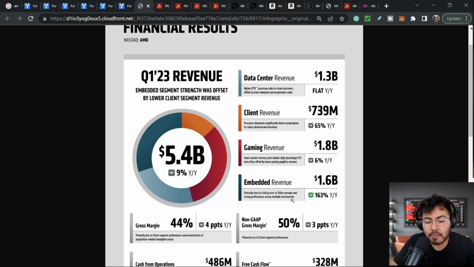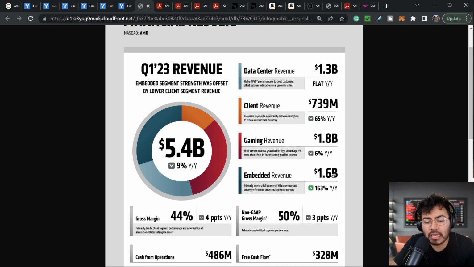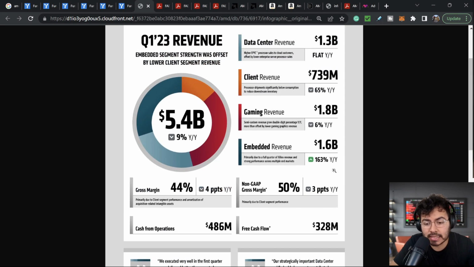Next, we have the embedded market. The embedded market is all thanks to their Xilinx acquisitions. There's a lot of custom chips in here, FPGAs, accelerators, and we can see the overall revenue breakdown. Data center market is 1.3 billion. Client revenue is 739 million in the most recent quarter. Gaming revenue is 1.8. Embedded revenue is 1.6.